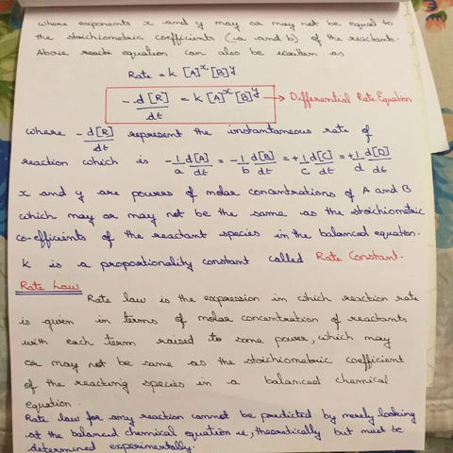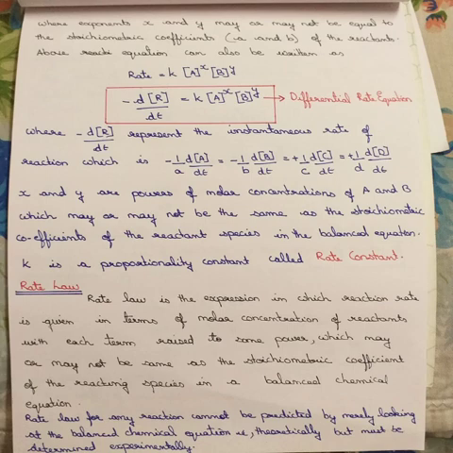So, according to the rate law, rate is proportional to [A] raised to x into [B] raised to y. Instead of proportionality we can introduce a constant, that constant is small k. So, we can write the rate law as rate is equal to k into [A] raised to x into [B] raised to y, where k is known as the rate constant.